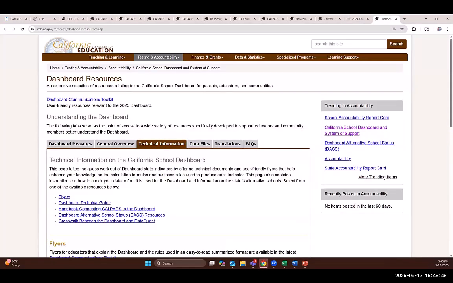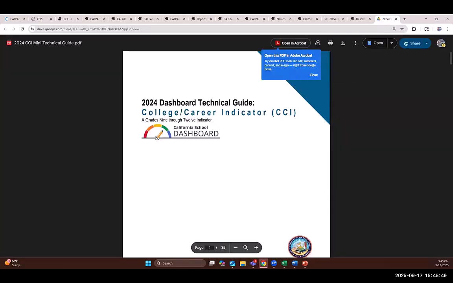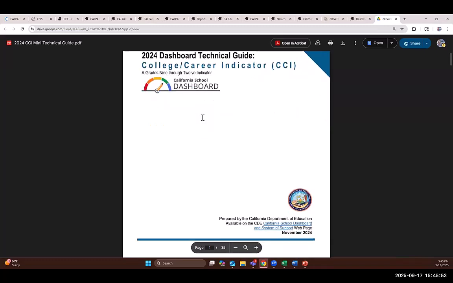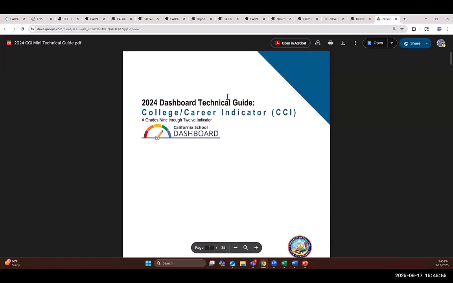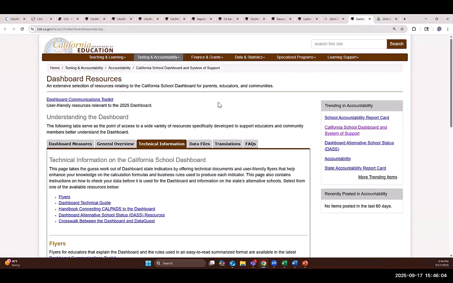See, I told you. If you talk long enough, Rebecca gets it. There's the dashboard resources, and Rebecca got the technical guide into Google. So here's the actual dashboard technical guide for 2024. I should caveat that the 2025 dashboard is releasing in November, which is coming up soon. And here is the dashboard resources site.